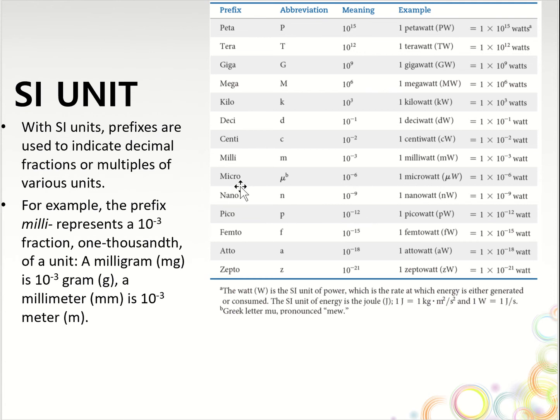Just to mention micro, that's the Greek letter mu, and that is the abbreviation for micro, and that stands for 10 to the minus 6. So k, d, c, m, mu, n, p, f, a, z. All right, so common letters here, and the capital letters are above here.